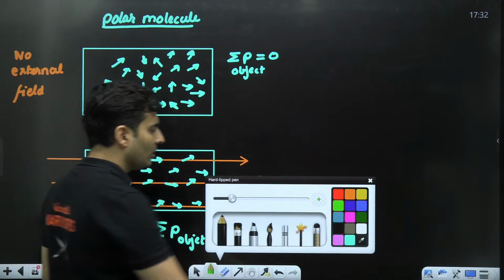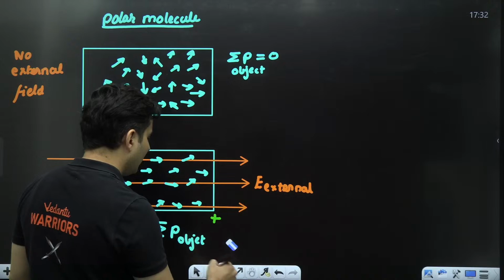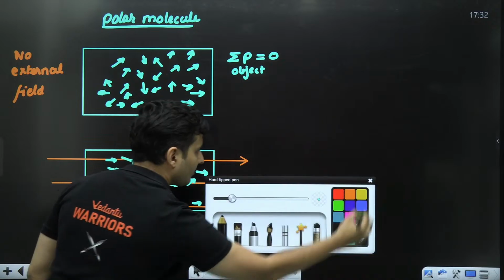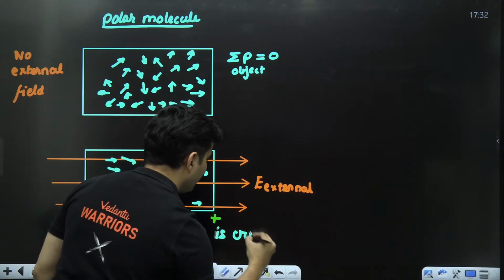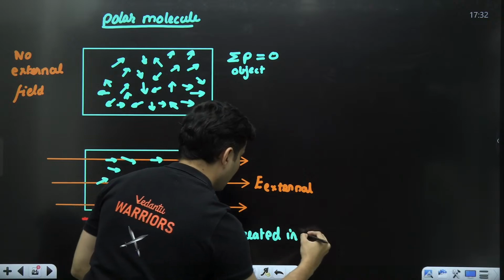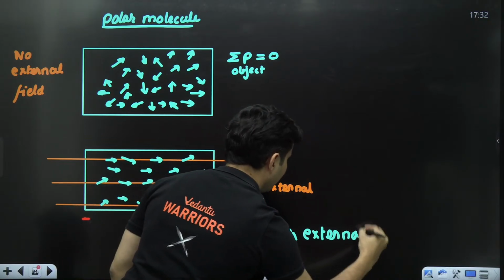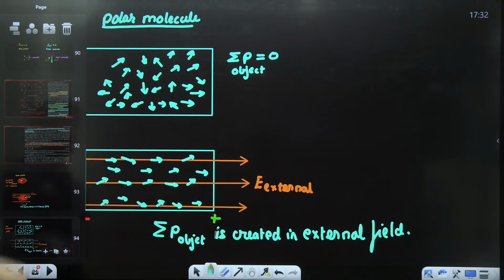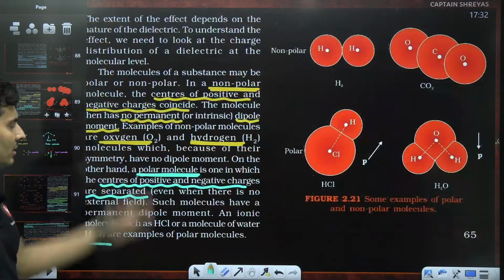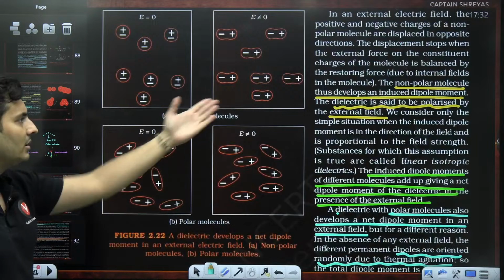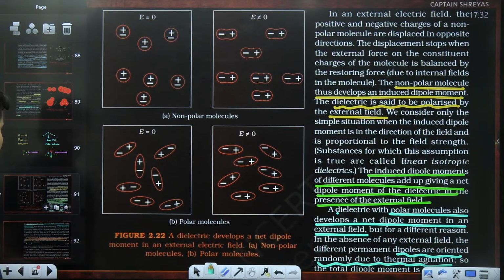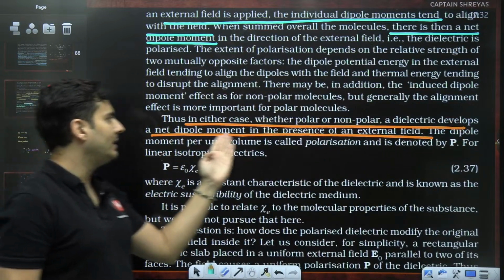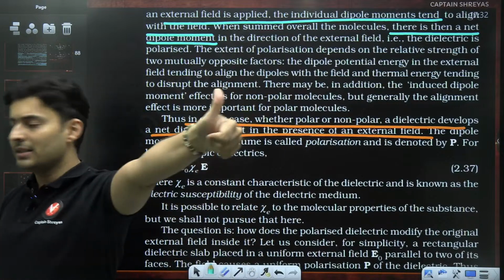So, the dipole moment of the object is created in an external electric field. Is this clear? That is what they have been doing in this particular paragraph. They have explained polar, non-polar, what happens in non-polar molecules and what happens in polar molecules. So in either case, whether polar or non-polar, the dielectric develops a net dipole moment in the presence of an external field. Is this clear, everyone?